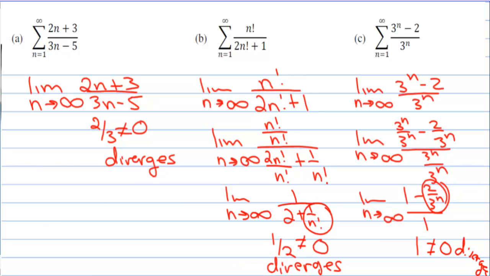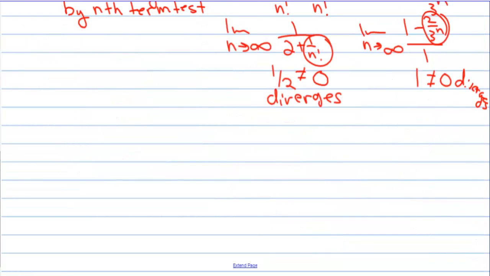Oh, and we should say, and I want you to say, diverges by nth term test. So I want that on all of these. So diverges by nth term test, and I want this because we're going to have a bunch of tests in this chapter. Diverges by nth term test. Now there's 3 that diverge. Well, those are 3 where the limit is not 0.